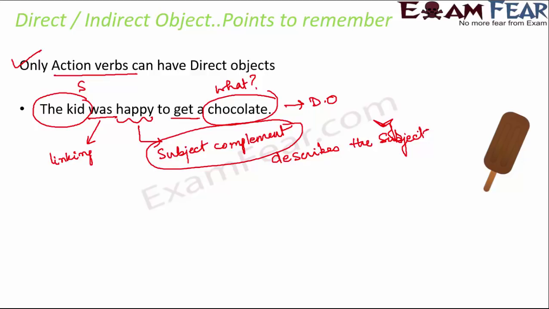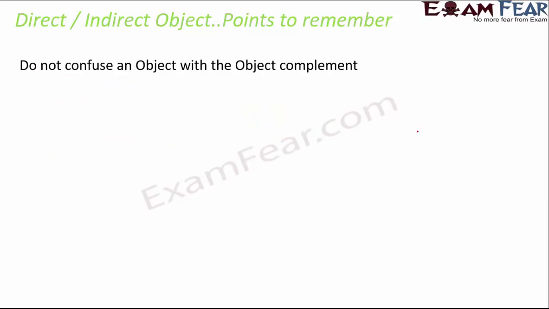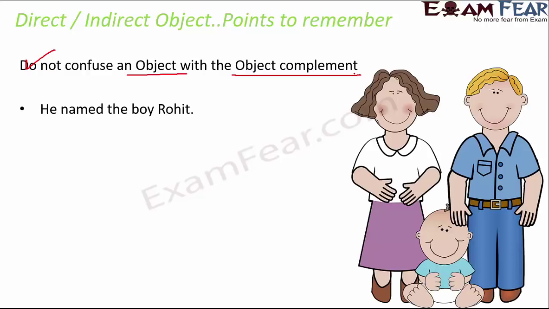Okay. Now let us look at the next important point. Do not confuse an object with an object complement. That is again equally important. Let us look at this example. The way we have subject complement which describes the subject, similarly you sometimes have words that describe the object, and therefore they are called object complement. Let's look at this example: he named the boy Rohit.